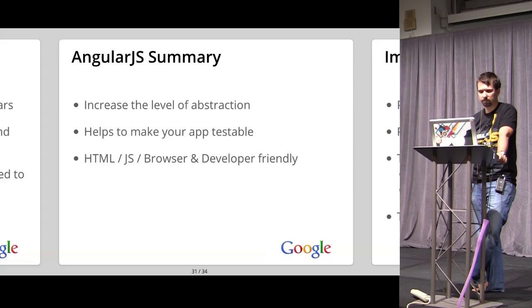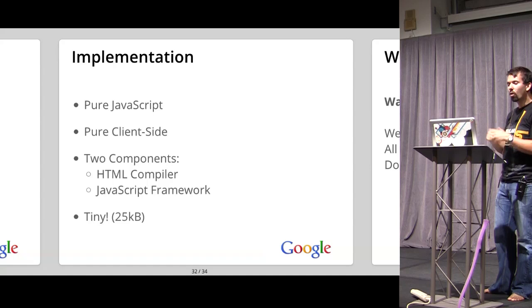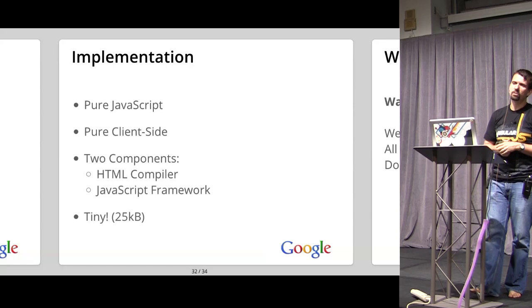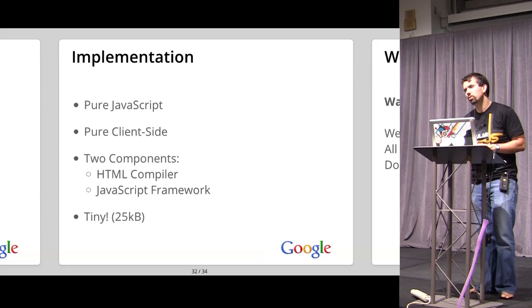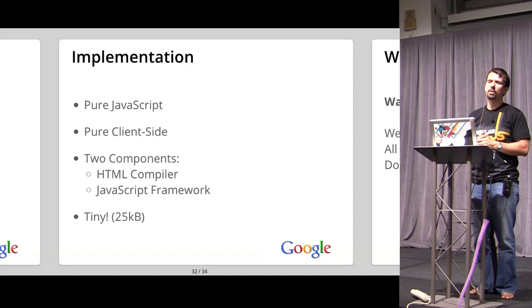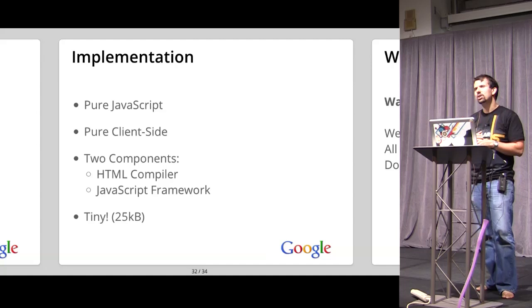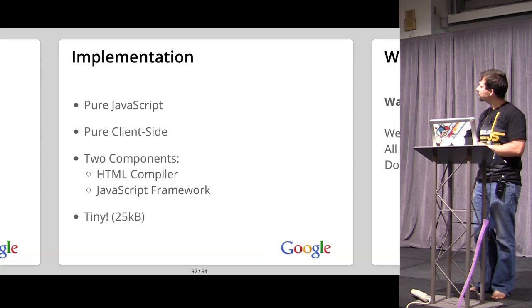I already mentioned that we're pure JavaScript. It's all client-side. There is no server-side component, so you can have anything you want on the server side, if you like PHP, Java, whatever, even if you do Node.js and you have JavaScript on a server as well, perfectly good. 25K minified with jQuery optional. If you do have jQuery loaded in your web page, we will use it for DOM manipulation. If not, we have something called jqLite, which is basically an implementation of just enough of jQuery so that Angular itself can run without jQuery. And all of this is 25K after gzipping.